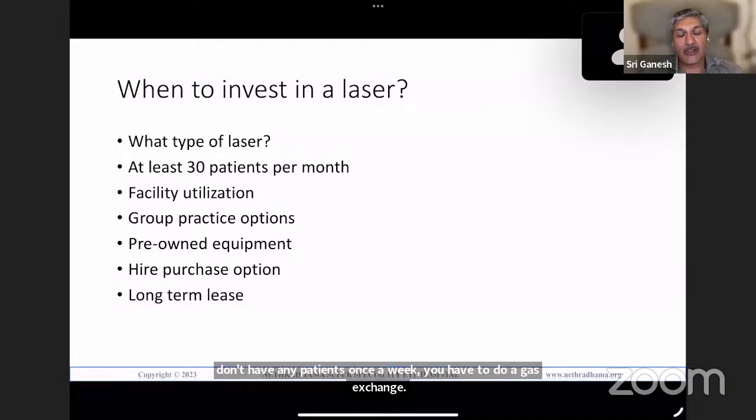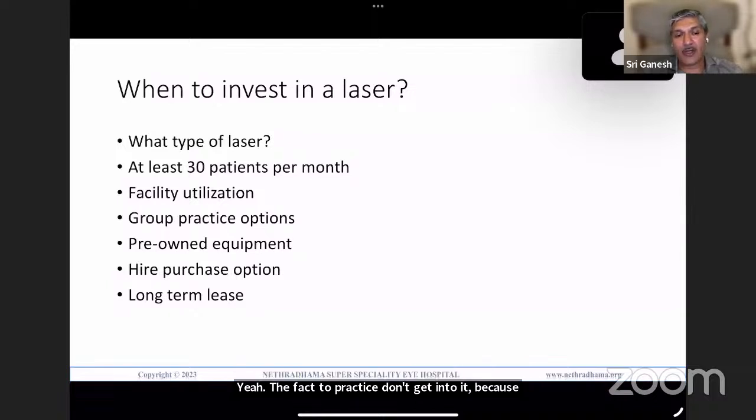So these are all things that you need to keep in mind. So a laser is a white elephant. Unless you have an adequate number of patients and you're confident of your refractive practice, don't get into it, because many of them have burned their fingers, they've gone into financial loss. So you should be very careful about deciding when to invest in a laser.